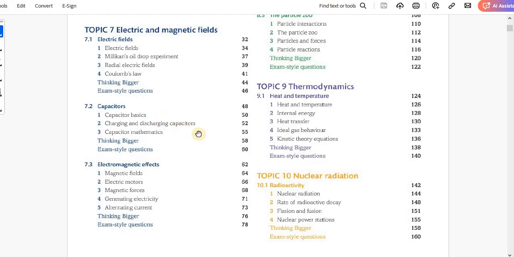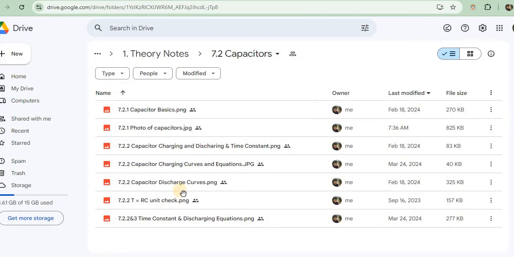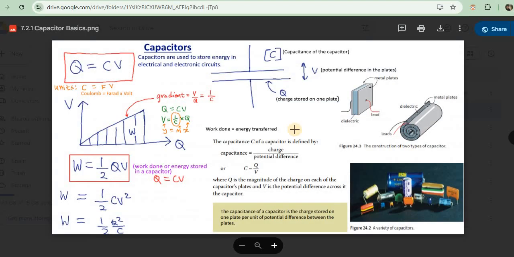In the case of charging and discharging capacitors, we have some graphs and equations of graphs. Let me show you those. And then we have the mathematics involving the capacitors. Now in capacitor basics, I will show you what the capacitor looks like and what it's made up of, how it works and things like that. So let's first have a look at the entire lesson briefly, so you can have an idea of what you're going to learn about. Now you see here chapter 7.2.1.